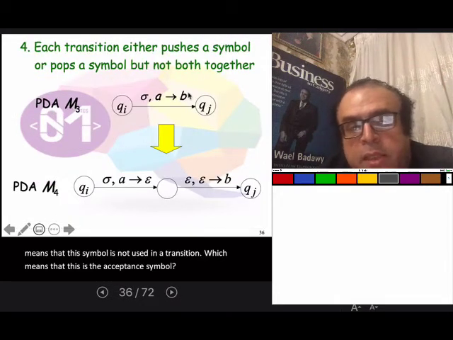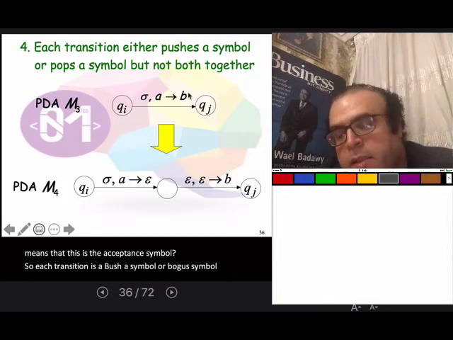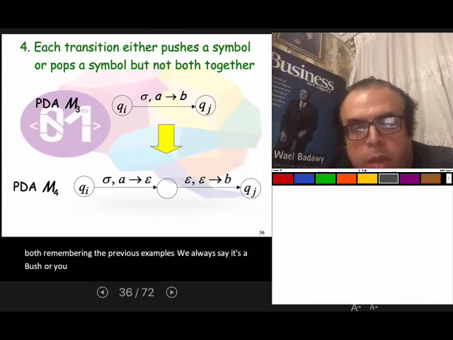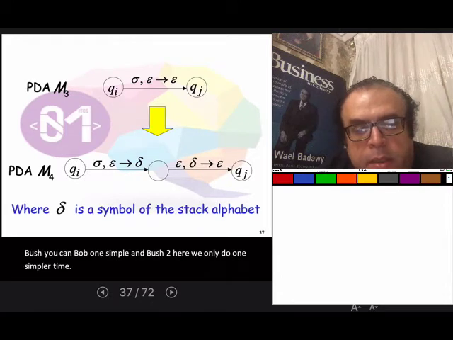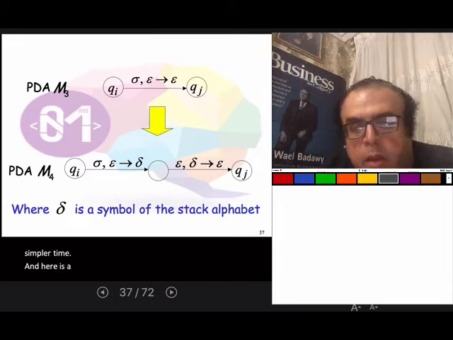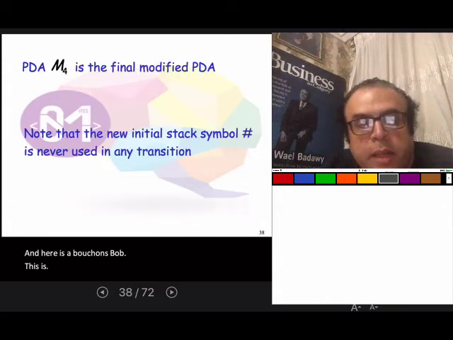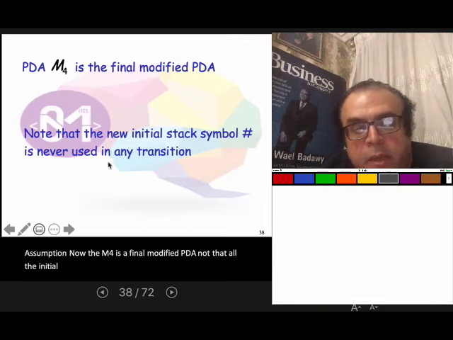So each transition either pushes a symbol or pops a symbol, but not both. Remember, in the previous examples, we always said it's a push, or you can pop one symbol and push 2. Here we only do one symbol at a time. And here is the push and pop. So this is the assumption. Now the M4 is the final modified PDA. Note that the initial stack symbol is hyphen. It has never been used in any transition.